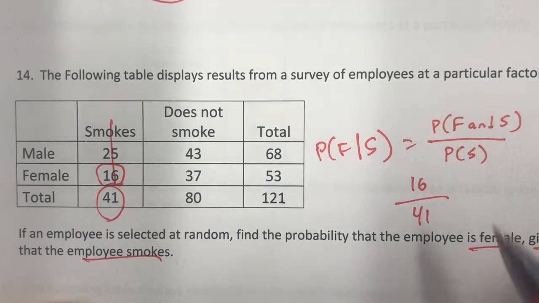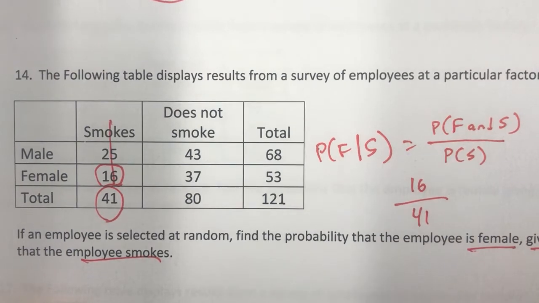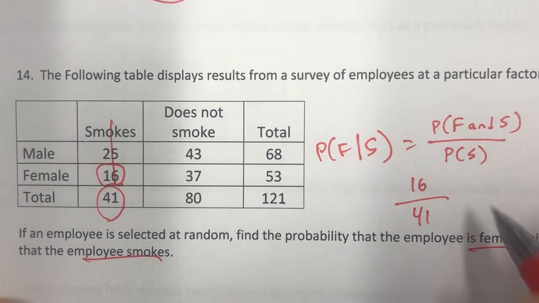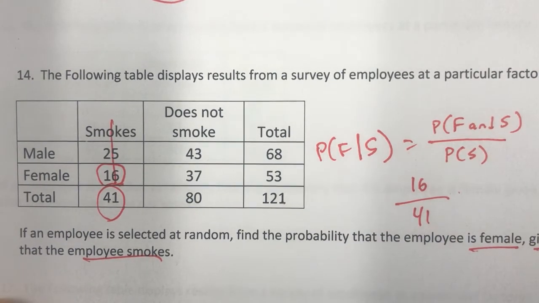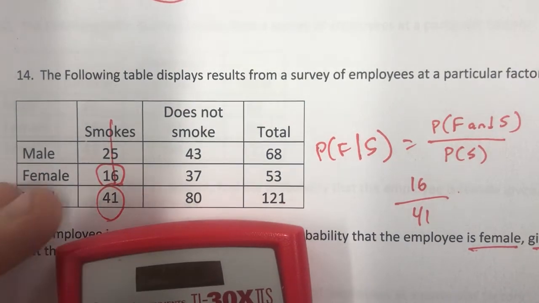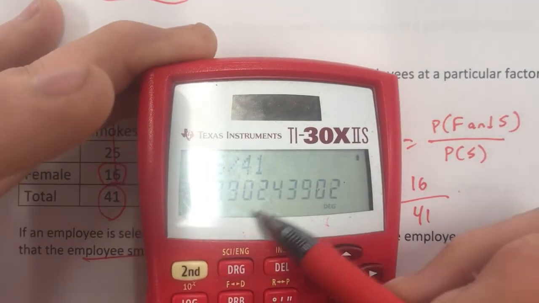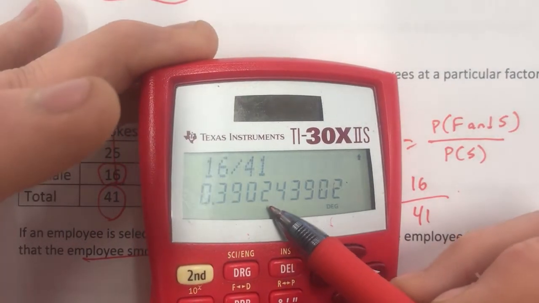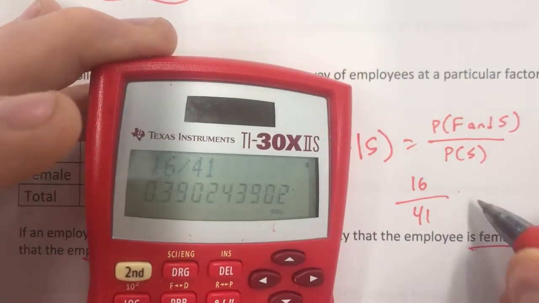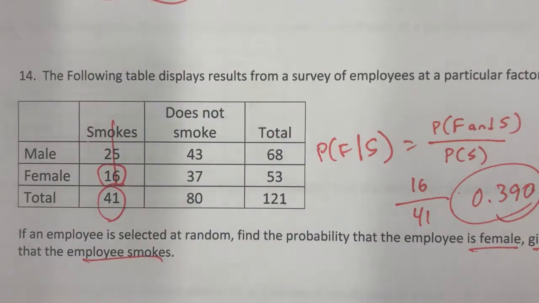Because when you do this keep, change, flip, they cancel and stuff. And you divide those. Here, I'll do it real quick. 16 divided by 41 comes out to be this right here. So 390, and the 2 does not make the 0 go up, so 390. That'd be my answer right there.